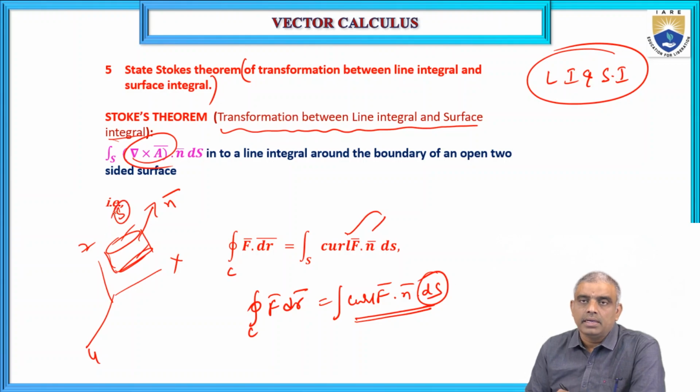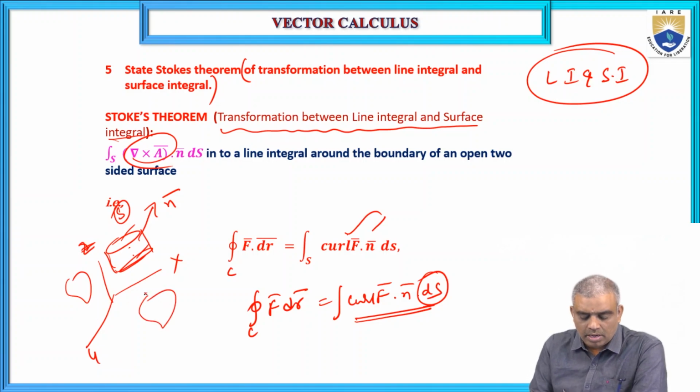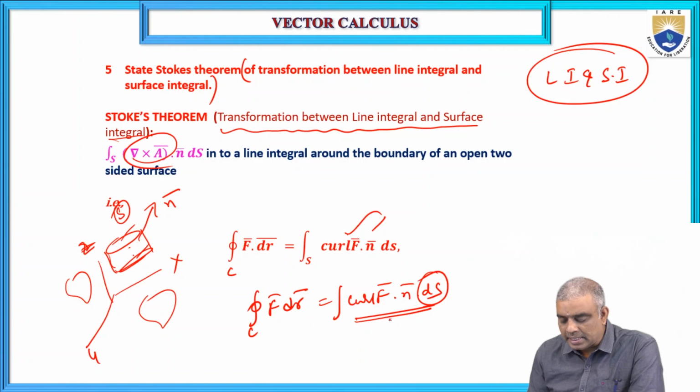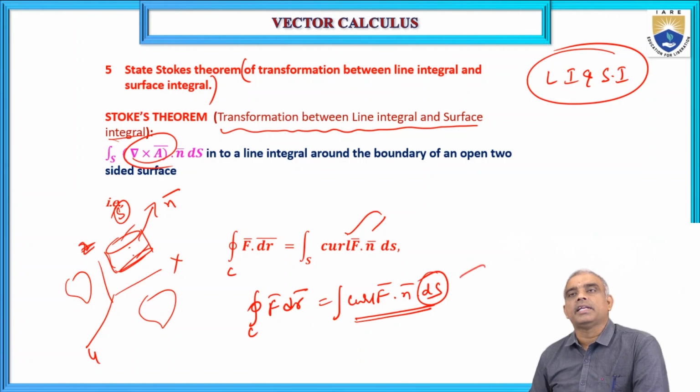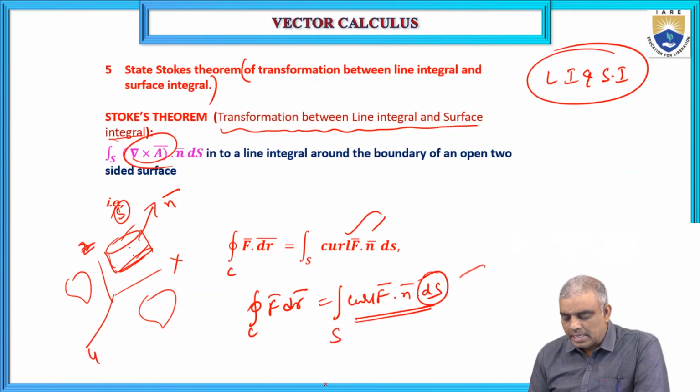It can be evaluated by considering the projection of this region on the yz plane, xz plane, or xy plane. So by considering the projections on the xy plane, yz plane, or zx plane, you can evaluate the integral over S of curl f bar dot n bar ds.